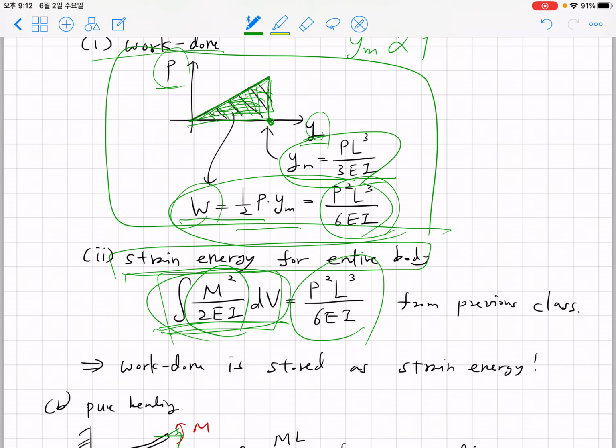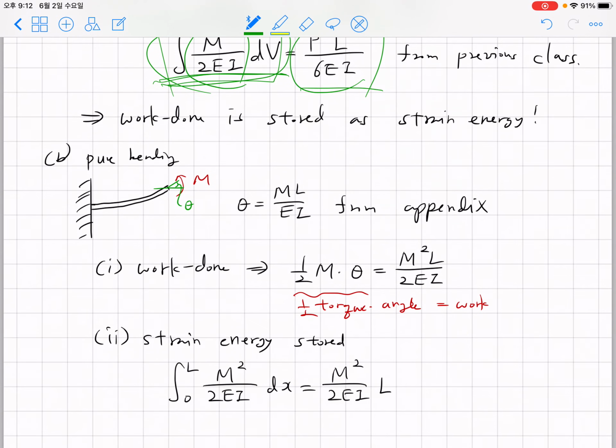And in this case, because we didn't consider any of them in our ME231 course, the work done should be the same as the strain energy saved for the entire body. Okay, so this is from the energy conservation principle, which is trivial, right? And we can do the same thing for the pure bending.